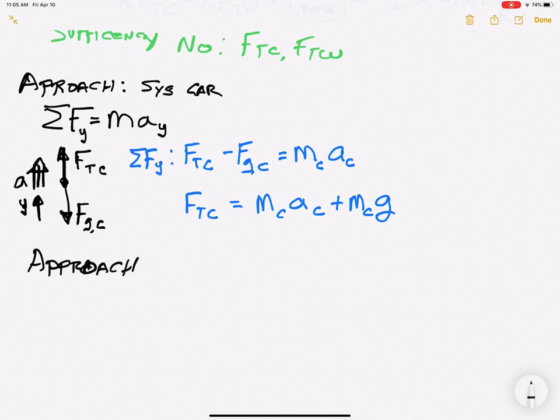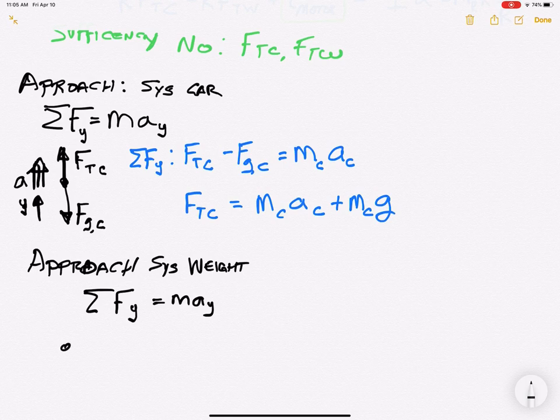Our next approach is to find, with the system of the counterweights, we can sum the forces again in the y direction, mass and acceleration in the y direction. We can draw a free body diagram, force tension of the weight up, the force of gravity of the weight down. As one side of this system goes up, the other side has to go down, and we're going down without slipping. So let's align our y direction with the downward direction. Let's return to summing the forces.